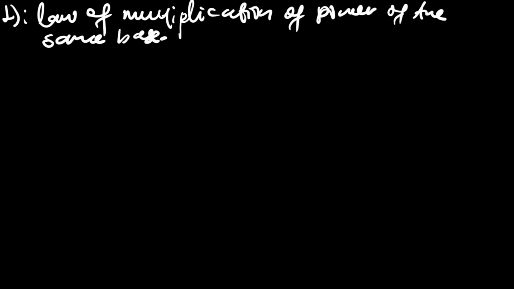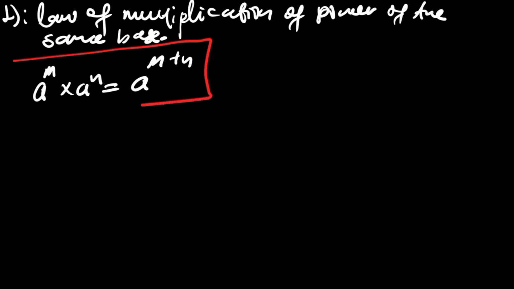For the law of multiplication of powers, we take the expression a power of m times a power of n. When they have the same base a, we keep the base and add the powers, so we get a power of m plus n. That is the expression for the law of multiplication of powers of the same base.